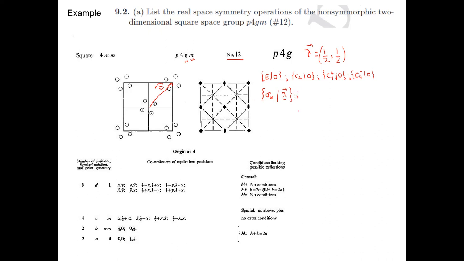All right, and the same for sigma y. And sigma xy and sigma minus xy. So these two diagonal planes also have to couple with a translation by a vector smaller than the unit cell, okay? So these are different ways to apply these different operations with respect to the origin, okay?